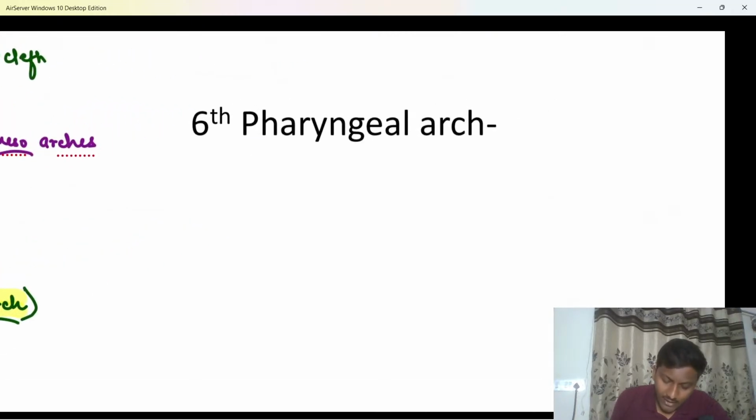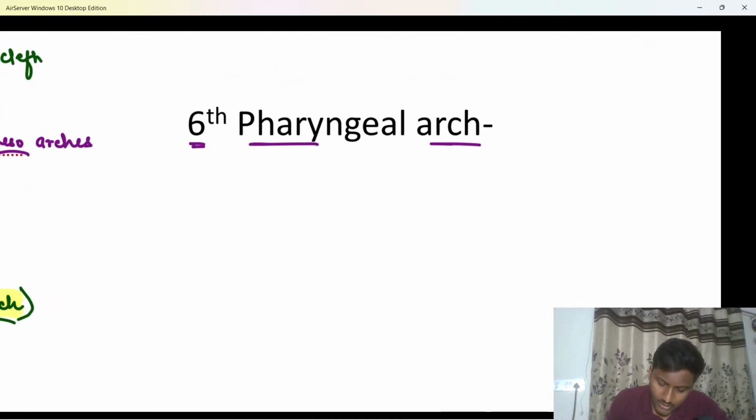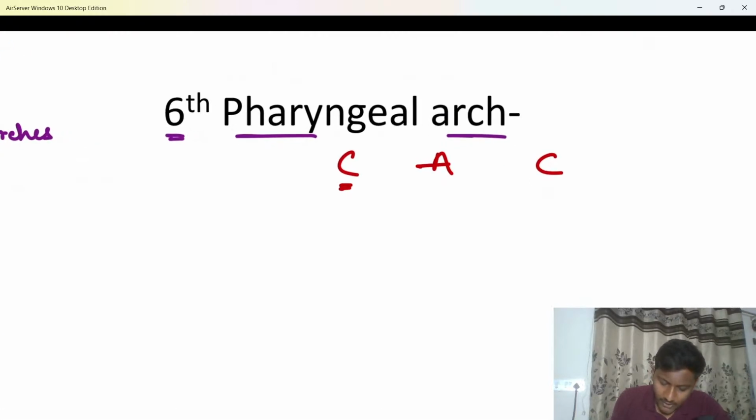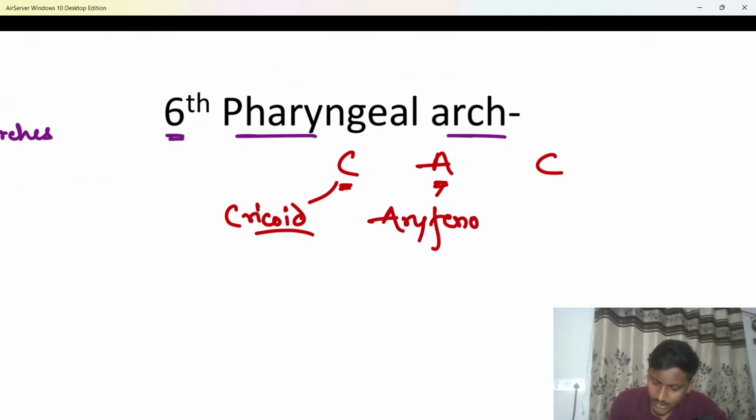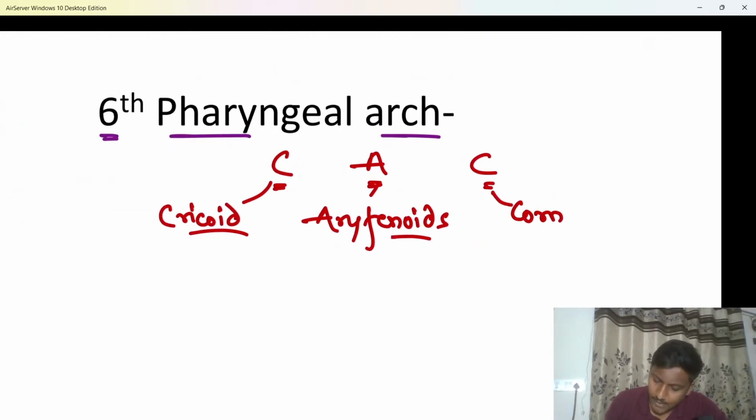Now if I talk about the derivatives of the sixth pharyngeal arc, beta, three cartilages are derived from it. What are these three cartilages? CAC cartilages. What are these CAC cartilages? First, C stands for the ring-like cartilage known as cricoid cartilage. A stands for the cartilage which makes up the vocal cords, that is arytenoid cartilages. And last, C stands for the corniculate cartilage. So cricoid cartilage, arytenoids and corniculate cartilages, these are the three cartilages which are derived from the sixth pharyngeal arc.